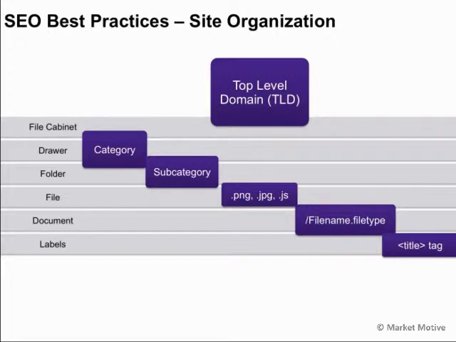And the files, the .pngs, the JPEGs, the images, the JavaScripts, those are the files, and then the actual document would be the .html or .php, and then the label for that document is the title tag. This analogy of the file cabinet really holds up and helps to understand the URL best practices and the 7 different parts of a URL.